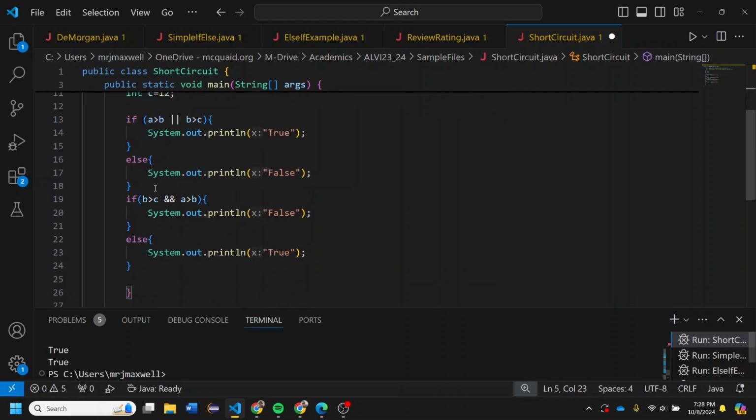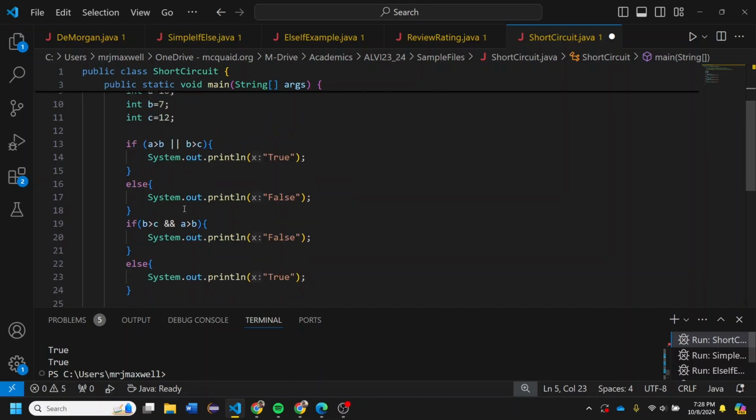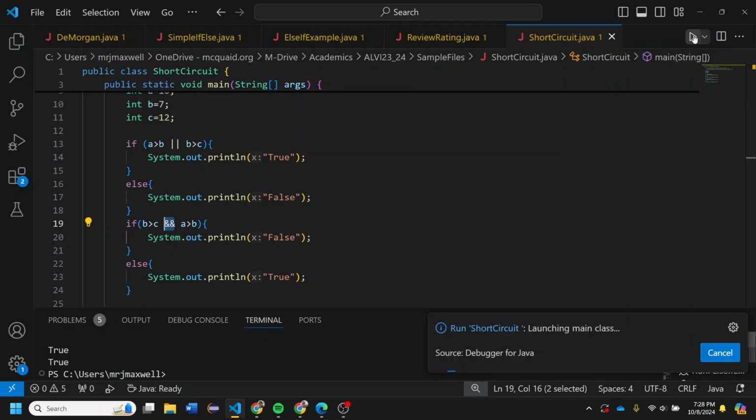And here's the other example. If B is greater than C, which is not the case, 7 is not greater than 12, with the AND symbol here, it won't even look at the second part. So short circuit evaluation happens when the first part of an AND condition is false or the first part of an OR condition is true. And you've got to watch out for it.